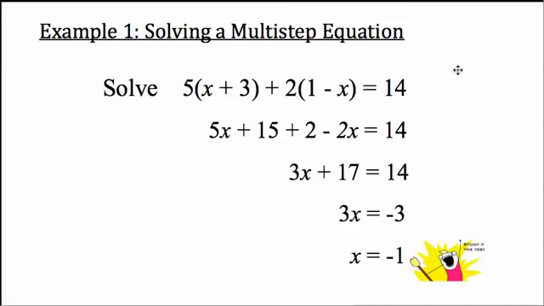Now, if you're thinking that the calculator is going to show you all these little steps, I'm sorry, it won't. You just put in the top line, the left side of the equals, the right side of the equals, hit solve, and bam, you'll get -1. All right, let's see how that works on the calculator.